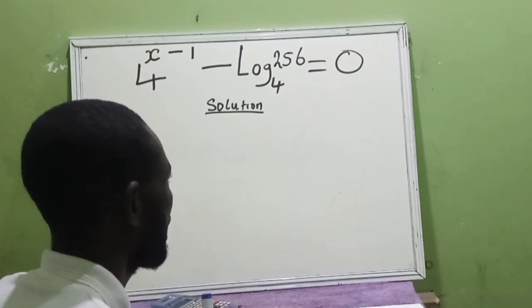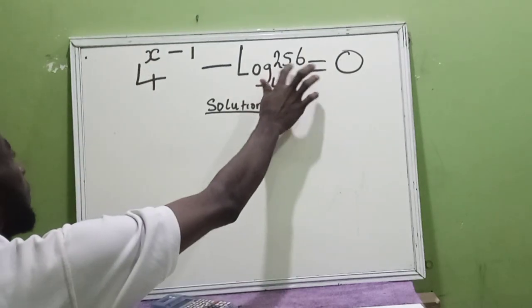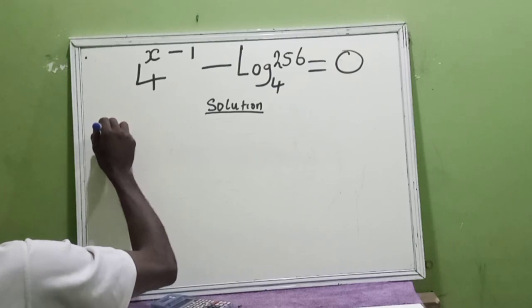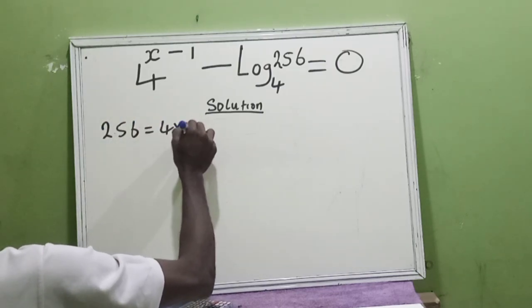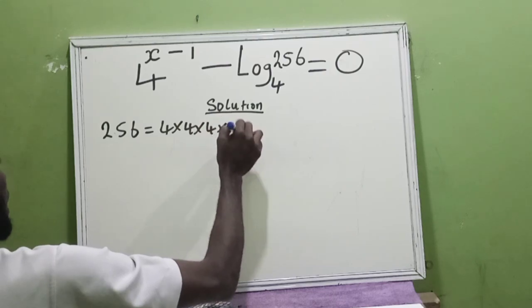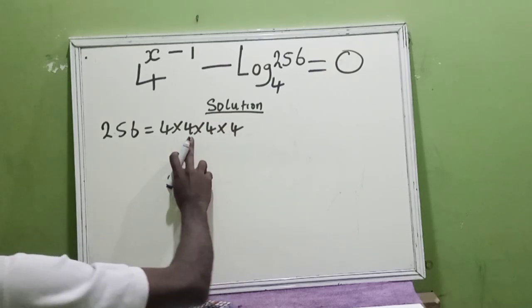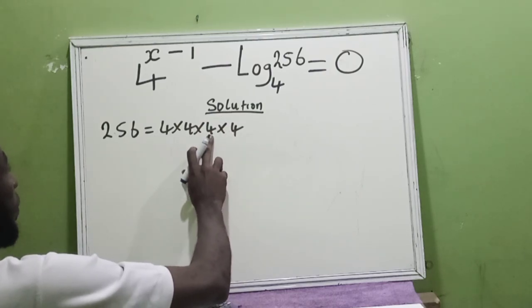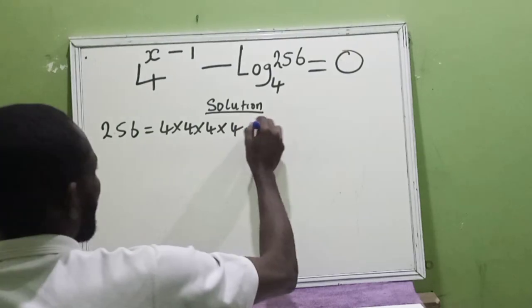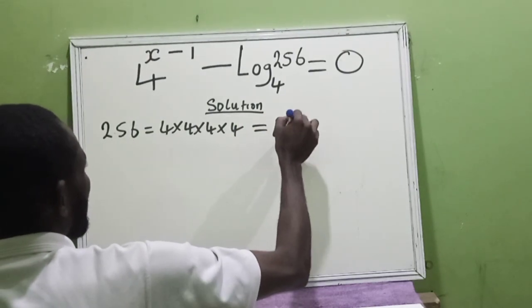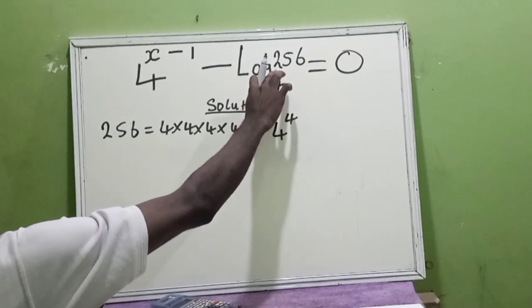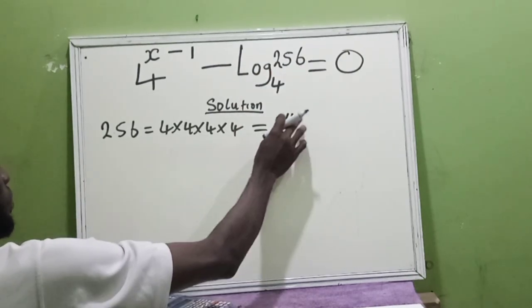So what we are going to start first is to deal with 256. Remember that 256 is the same thing as 4 times 4 times 4 times 4. 4 times 4 is 16, and 16 times 4 is 64, and 64 times 4 gives us 256, and it's the same thing as 4 raised to power 4. So we are going to replace this 256 with 4 raised to power 4.